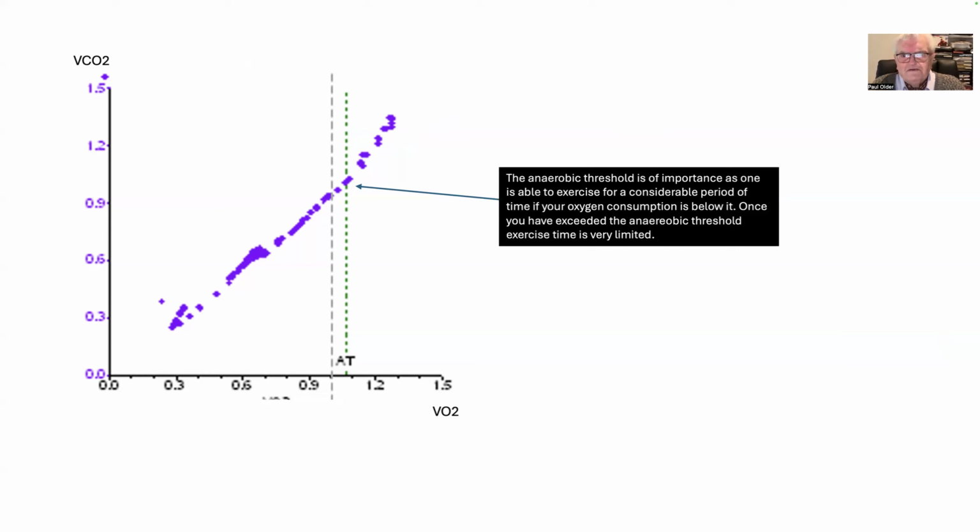The anaerobic threshold is of importance as one is able to exercise for a considerable period of time if your oxygen consumption is below it. Once you've exceeded the anaerobic threshold, your time for exercise is very limited.